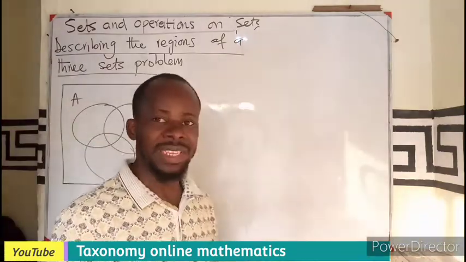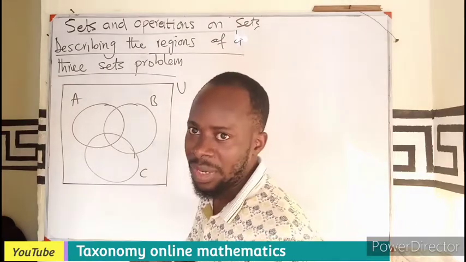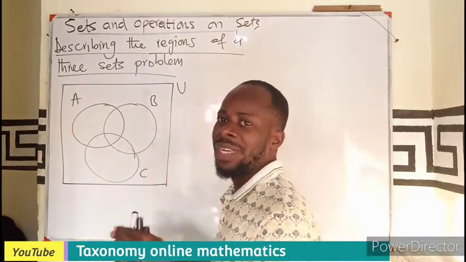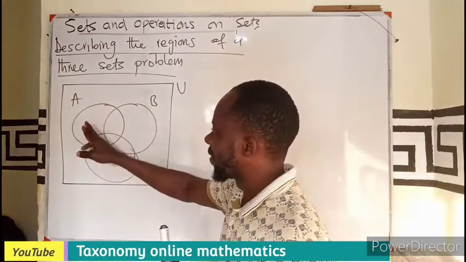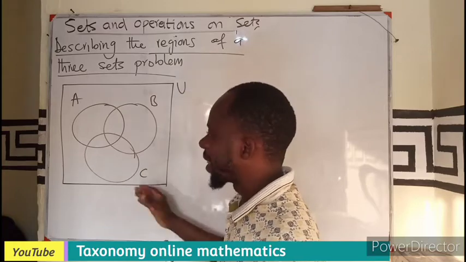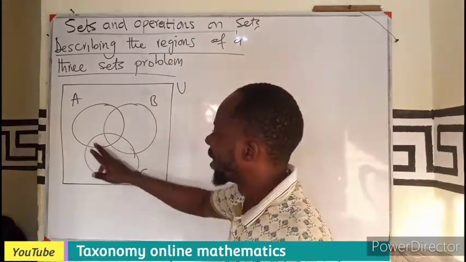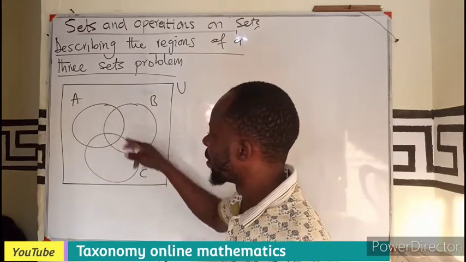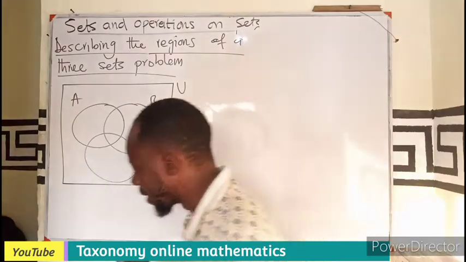So if I have this being three sets, you see all the three sets have to overlap in order for us to have the regions that we are looking for. Now, we know that the whole space occupied by the rectangle is our universal set. So all these spaces is one. We have another section. So let's see how many sections we have here.